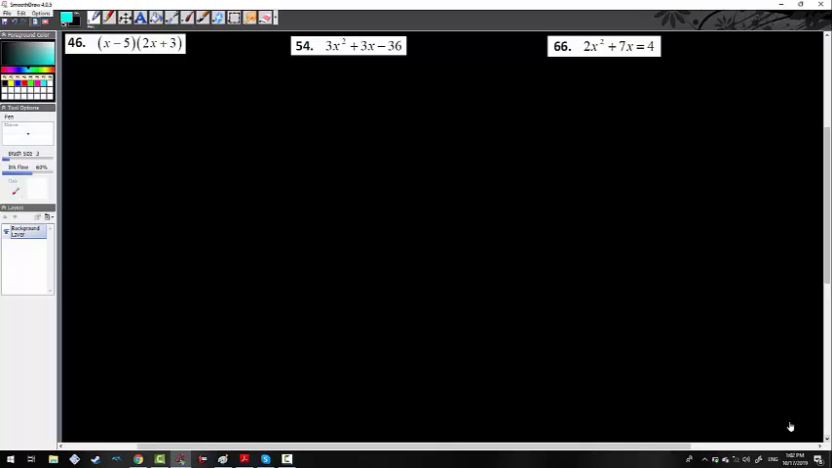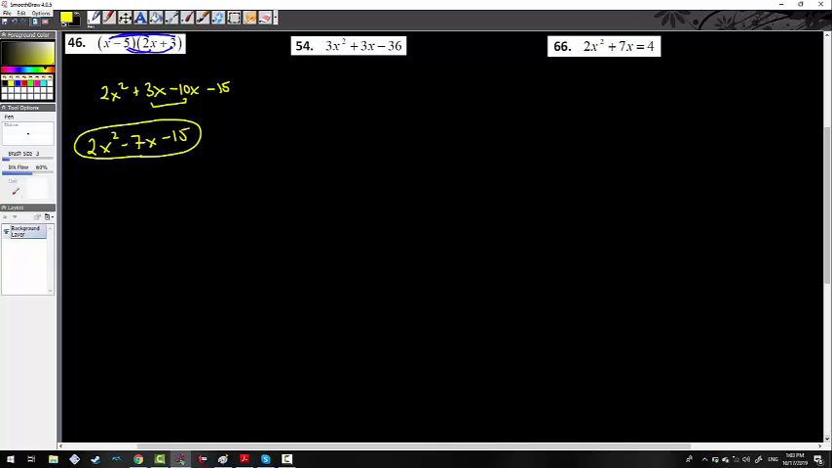Here we go. We are on rapid fire, so I'm just going to solve these. Pretty straightforward. If I just FOIL this thing out, I'll get x times 2x, which is going to be 2x squared. Multiplying these together I will get 3x. Multiplying these together would get me negative 10x. And then multiplying the last pieces together would get me negative 15. Combine the like terms: 2x squared minus 7x minus 15. And that makes short work of 46. You could have used an area model if you wanted to. It just depends on what you feel like doing.